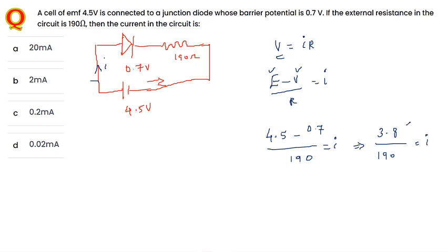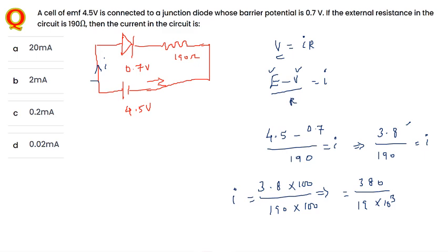Now I multiply and divide by 100, so we have 3.8 divided by 100 on top and 190 into 100 at the bottom, equal to I. So 3.8 becomes 380, divided by 19 into 10 power 3. If you cancel 380 by 19, it is 20 times. So I is equal to 20 divided by 10 power 3.